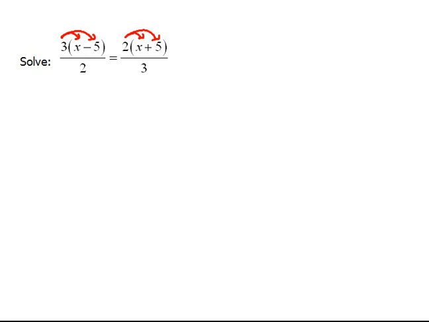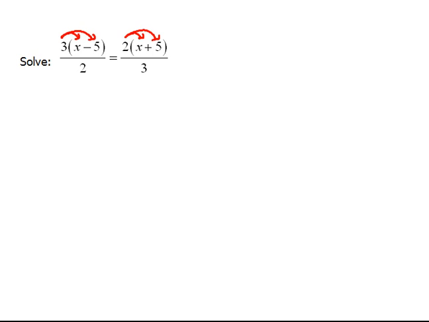Alright, here we go again, trying to solve some linear equations. We have this problem that says 3 times (x minus 5) over 2 equals 2 times (x plus 5) all over 3. Now we have actually two distributions here that have to be done. So we have to do those first.